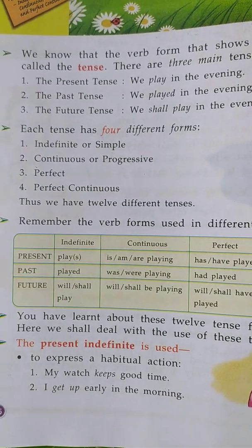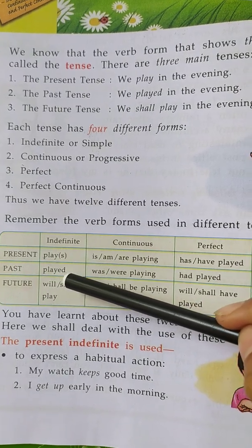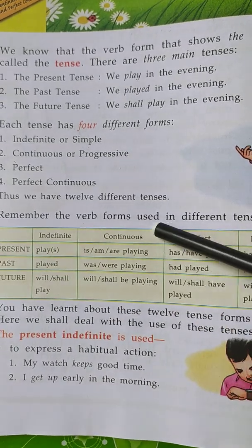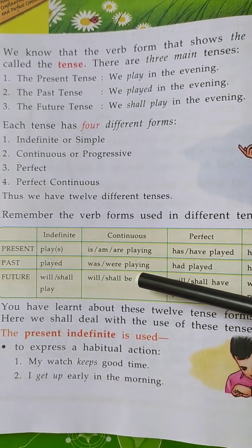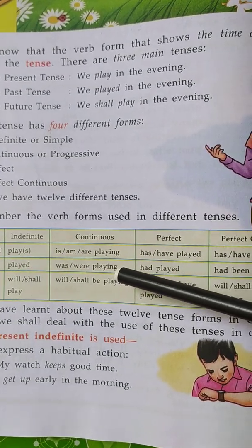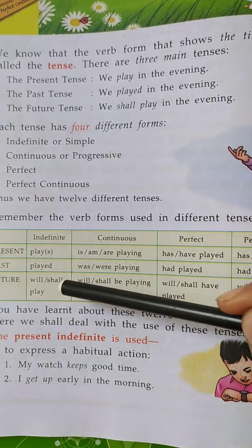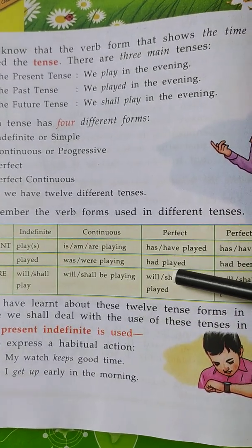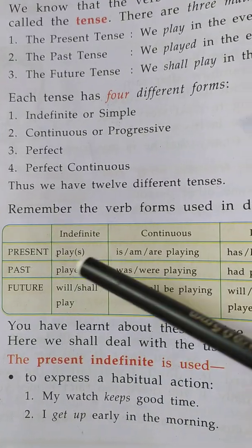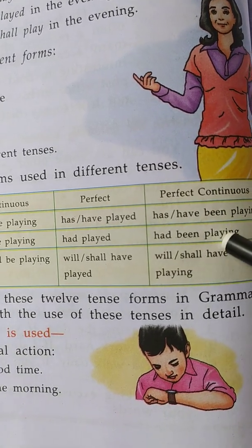Okay. Now see past indefinite. In past indefinite we use the V2 form of the verb like played. In past continuous we use was or were playing. The ing is used with the verb form here. Past perfect, had played, had plus V3. Now past perfect continuous, had been playing.